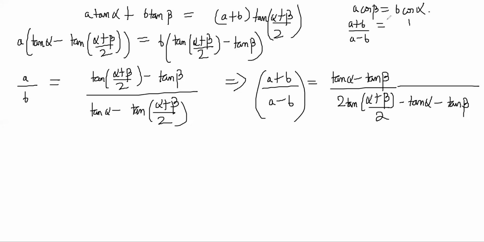Okay, wait. So a by b is equal to cos alpha by cos beta. So we did componendo and dividendo. So it is cos alpha plus cos beta by cos alpha minus cos beta equals A plus B by A minus B. So instead of proving this, we have to prove this, right? We already have this much, right? So almost there.